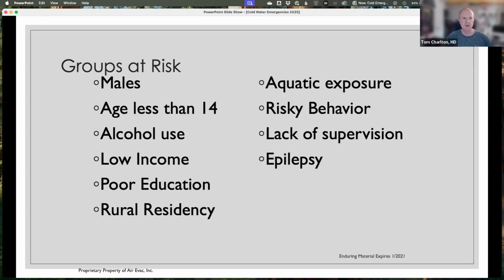So again, the groups that are at risk are males that are aged less than 14. There's typically some sort of alcohol use in a good significant portion of these cases. They may be of low income or have poor education. Again, less likely to have access to swimming lessons and things of that nature to teach people how to be safe in the water. They're rural residents. Obviously, they're exposed to water. They may be undergoing risky behavior, may not have supervision.